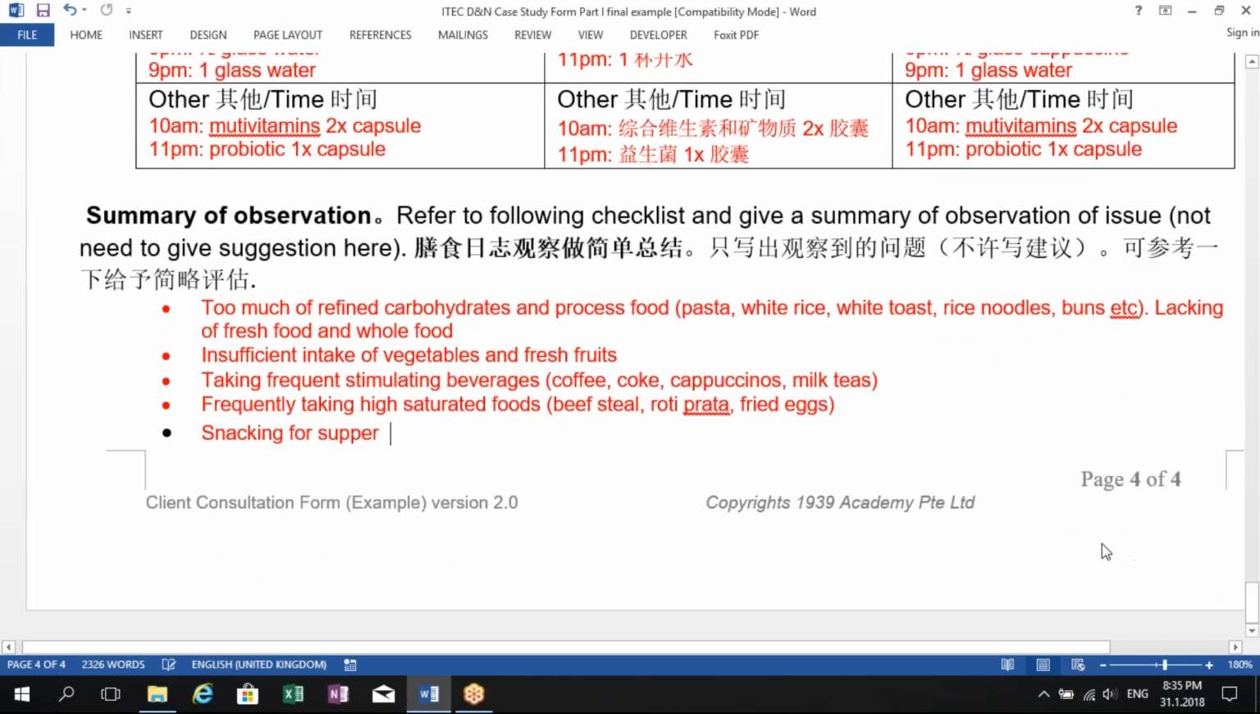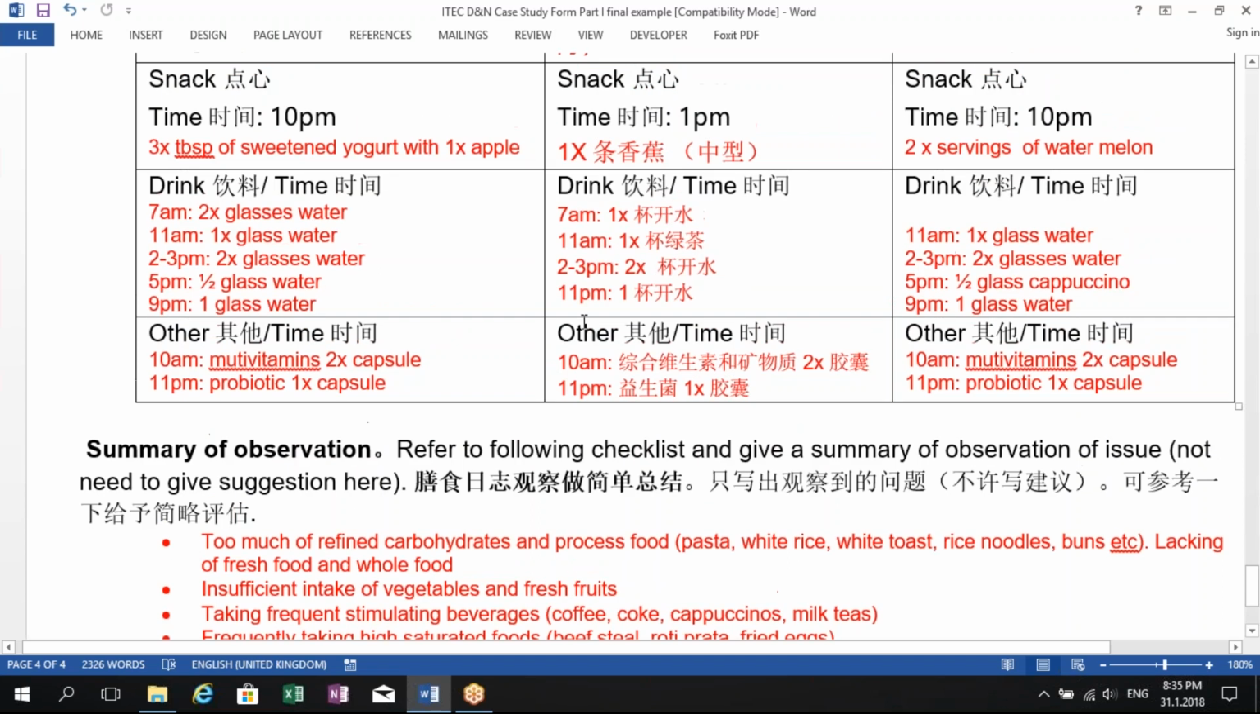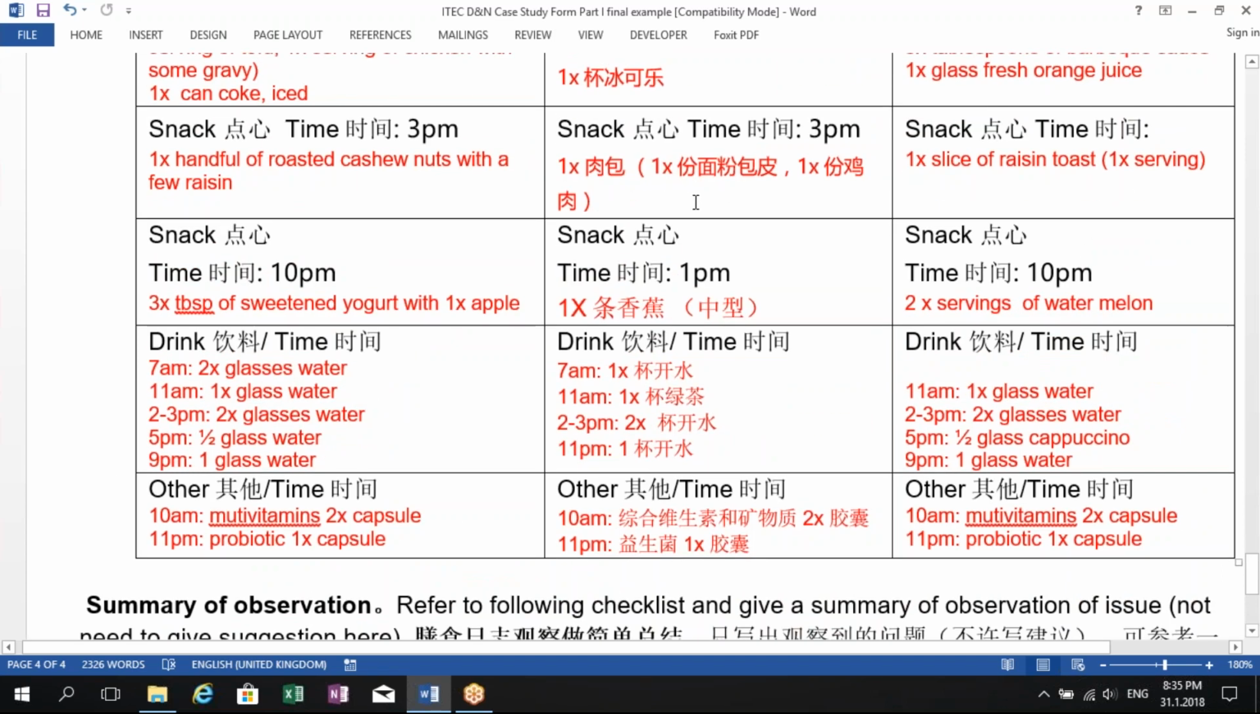Okay, any question? You just put none, no? Just put none. Or you put a dash. Don't leave it blank. That means they didn't take anything. No?